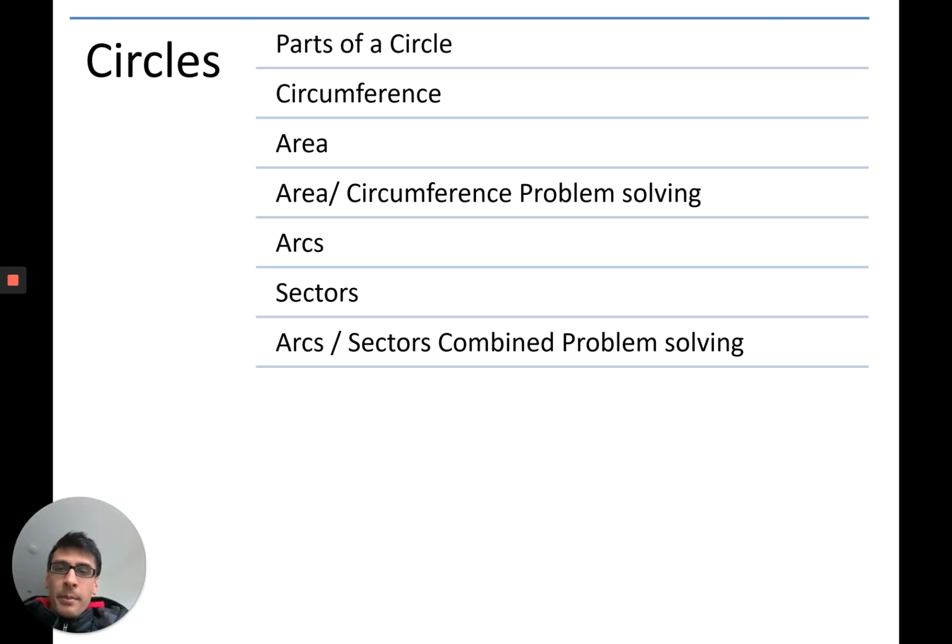Hey guys, welcome back to video 2. We have now done parts of a circle. We're going to be looking at circumference. It's going to be quite a short video because it's fairly straightforward.